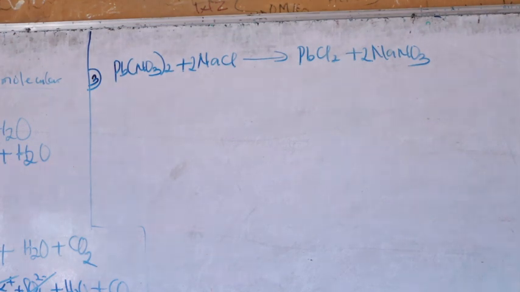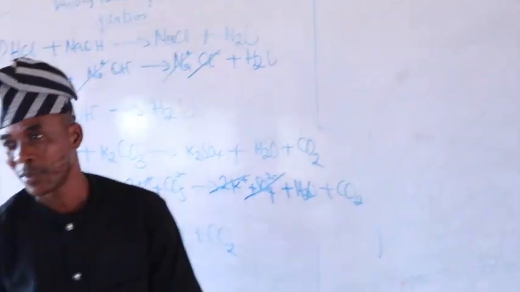Remember the rules. You either go with strong electrolytes or weak electrolytes. Remember, an insoluble salt will not be broken down when dissolved in aqueous solution, whereas a soluble salt will dissociate into ions. Now, is lead nitrate a soluble salt or not?